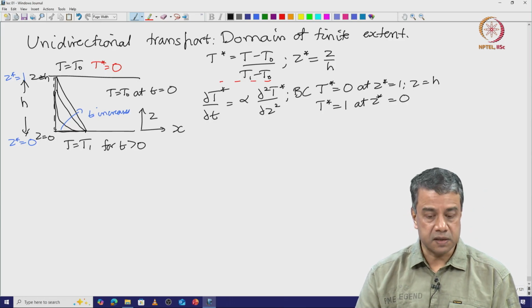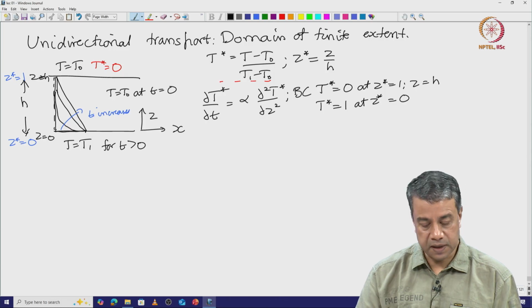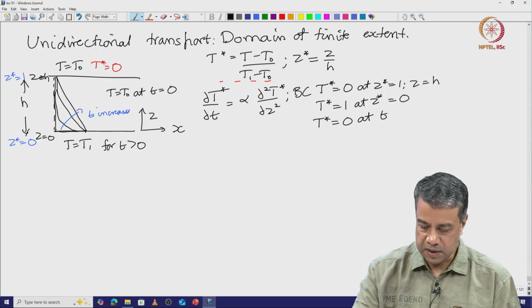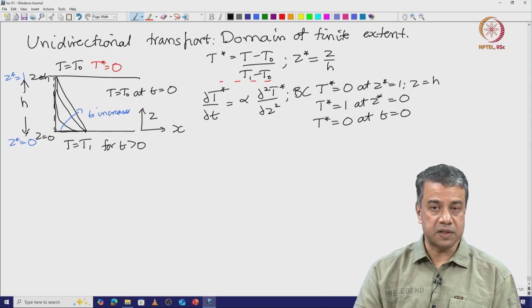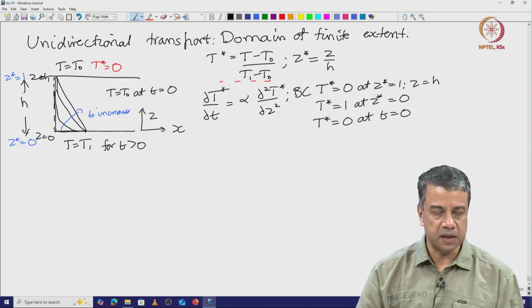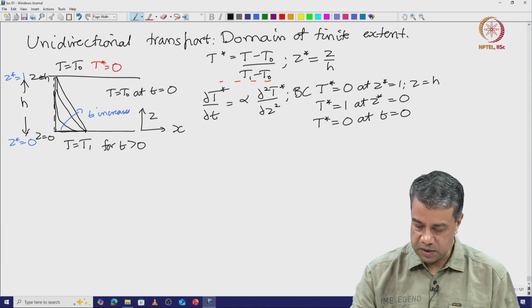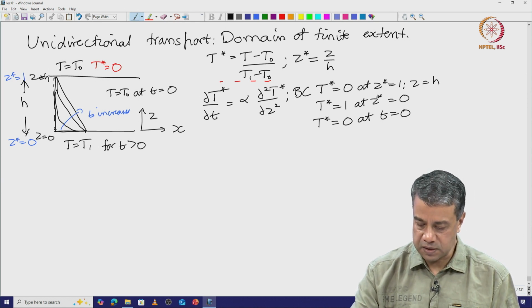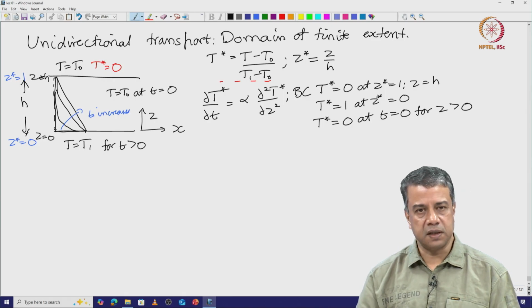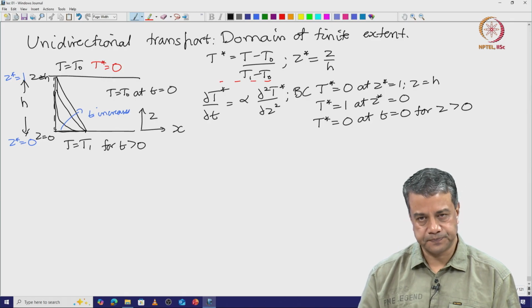And the initial condition is T star equal to 0 at time t equal to 0, throughout the medium, because the heating has just been switched on. Therefore, only the bottom surface is at temperature T1. The rest of the medium is at temperature T0, which means that T star is equal to 0 at t equal to 0 for z greater than 0. Okay. So, these are the initial and the boundary conditions.